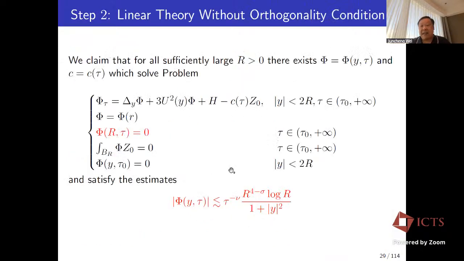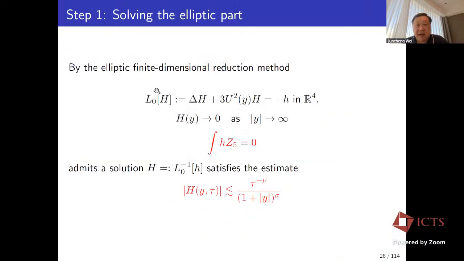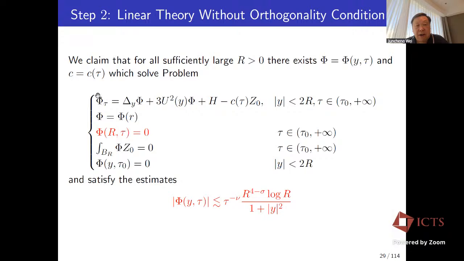So this is the key step. Suppose I've already done this step. Then the problem is solved. Why? Our solution will be: I just take L0, the elliptic operator, and apply L0 to big phi on both sides. So we get L0 square big phi, L0 H, and L0 Z0 is lambda Z0.